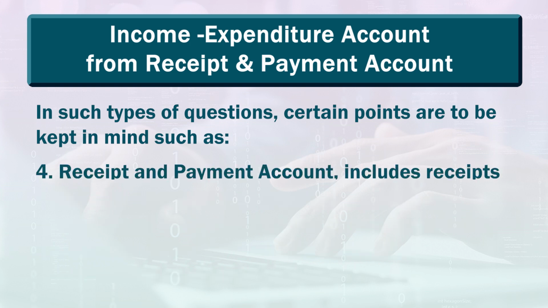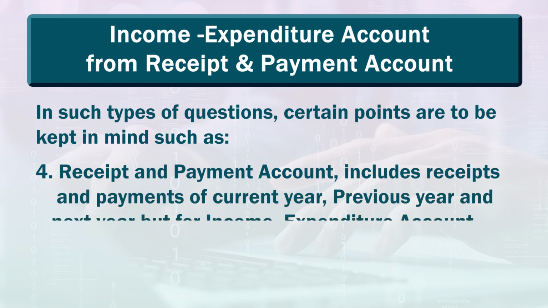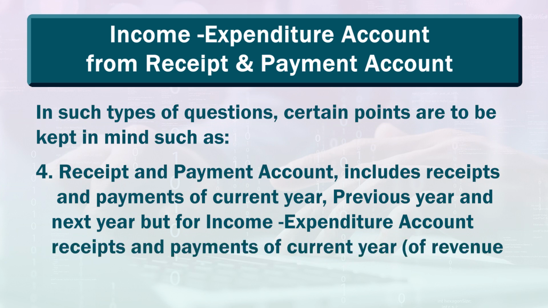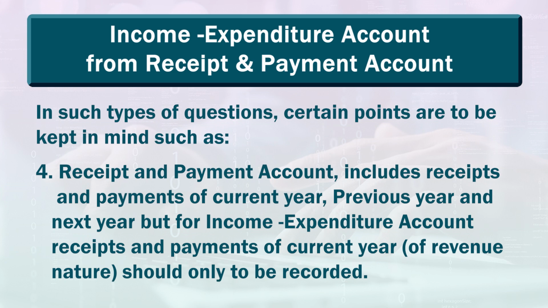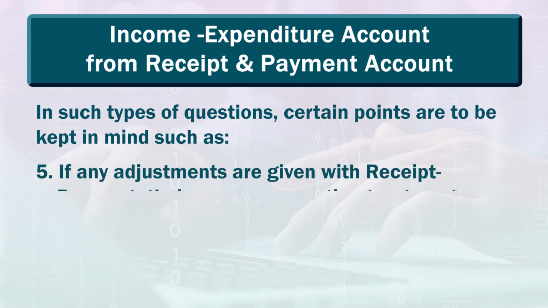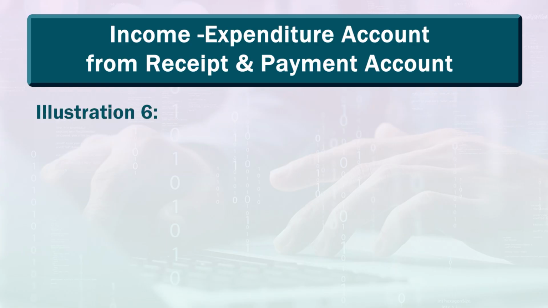4. Receipt and payment account includes receipts and payment of current year, previous year and next year, but for income expenditure account, receipts and payment of current year which are of revenue nature should only be recorded. 5. If any adjustments are given with receipt payment, their proper accounting treatment should be given. We will understand this with illustration. Let us see illustration 6.